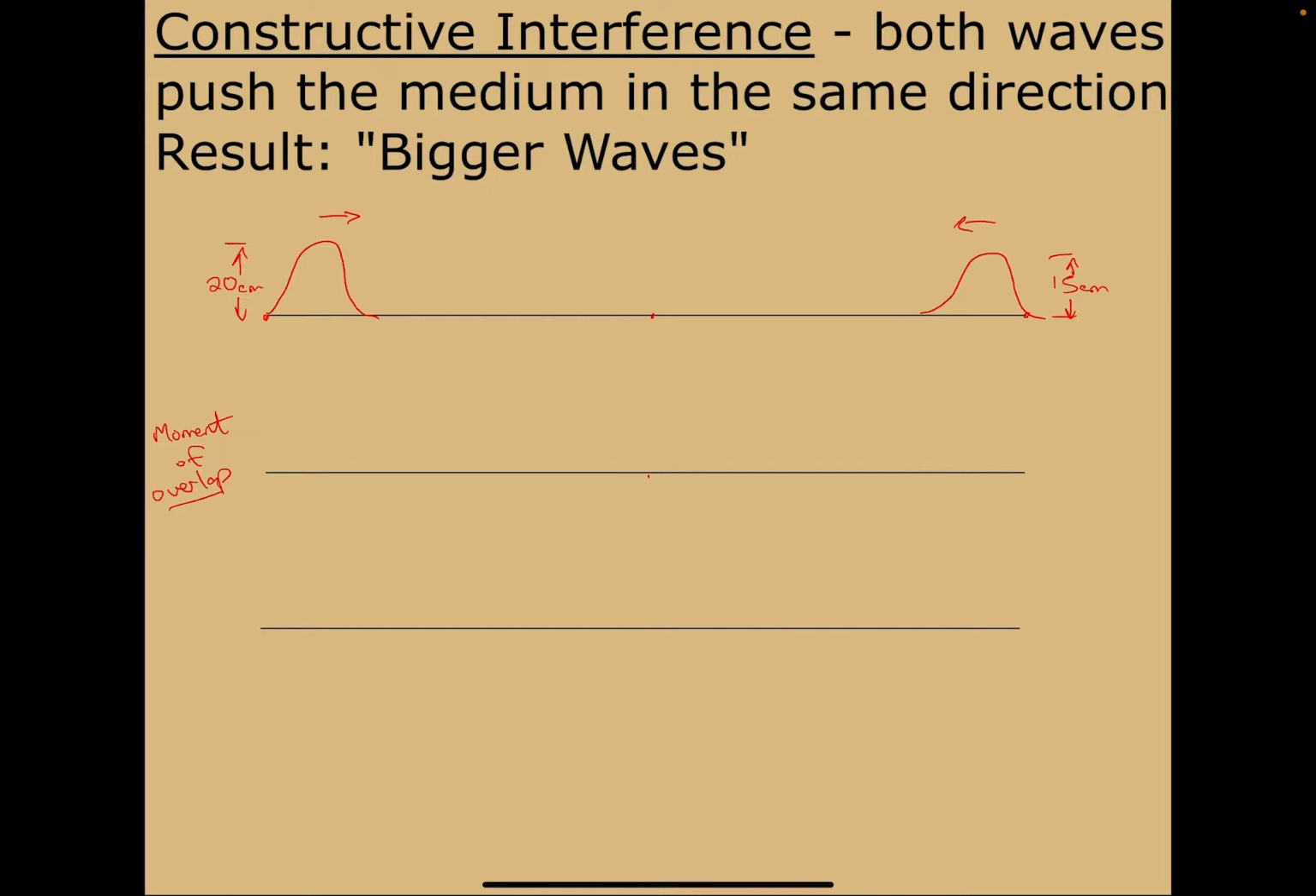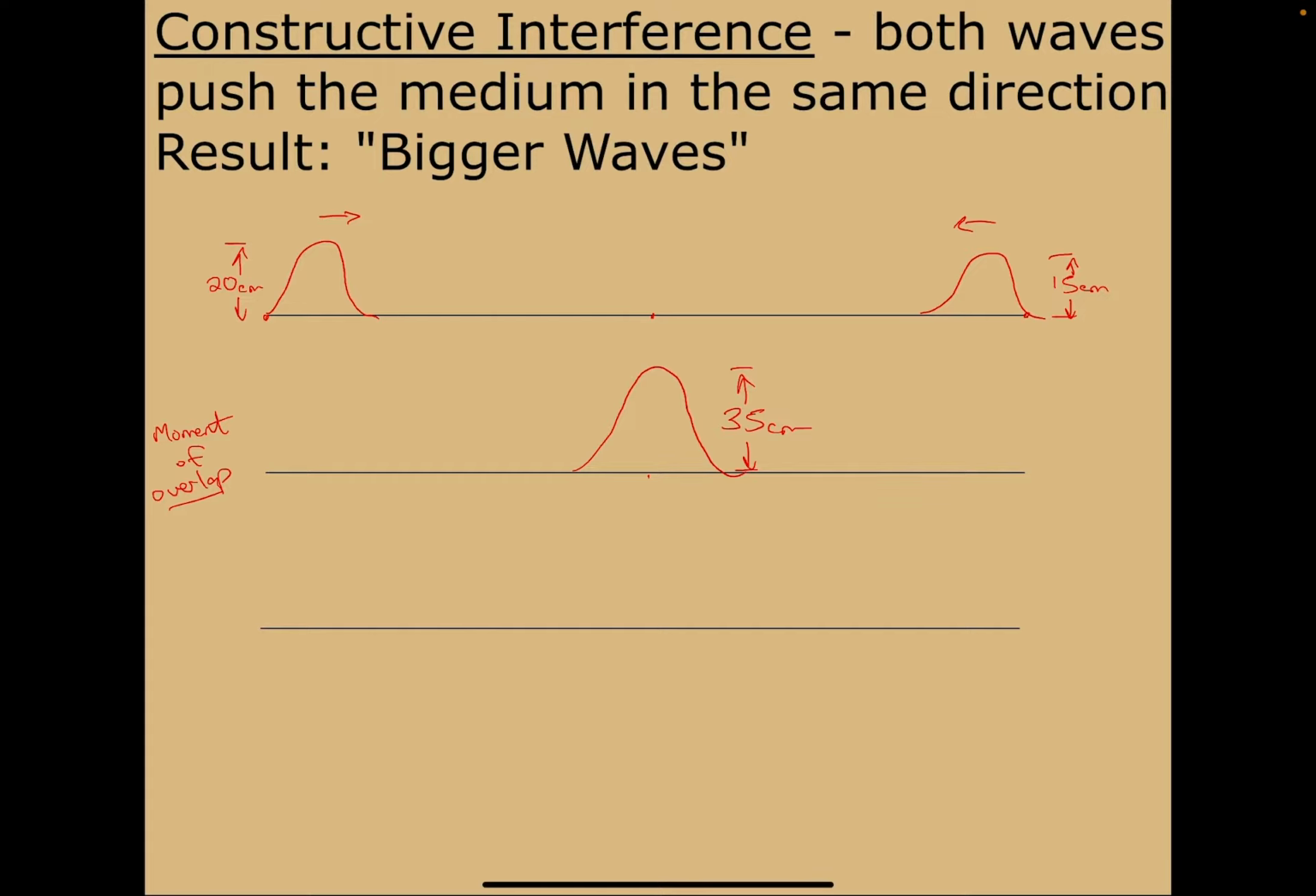Okay, so if this pulse is 20 centimeters and this pulse is 15 centimeters, what we said in our previous thing is the principle of superposition basically says it's the sum of those amplitudes. So what we're going to get here, just for a moment, is the two waves are going to overlap momentarily, and we're going to add together their amplitudes. So this 20 plus 15 is 35 centimeters. What we're going to get is this pulse that is 35 centimeters tall.